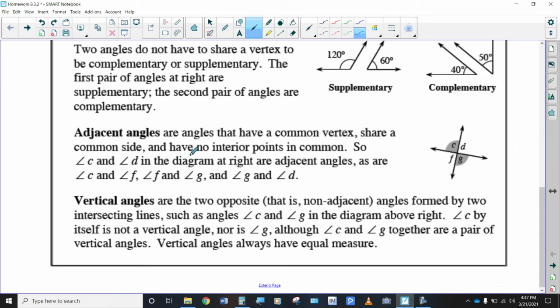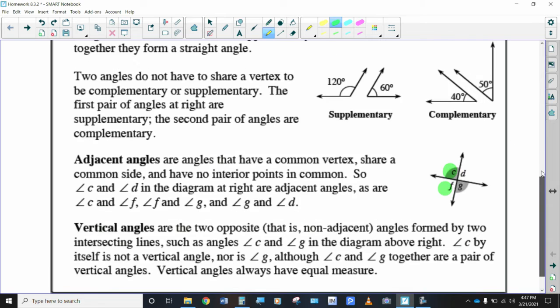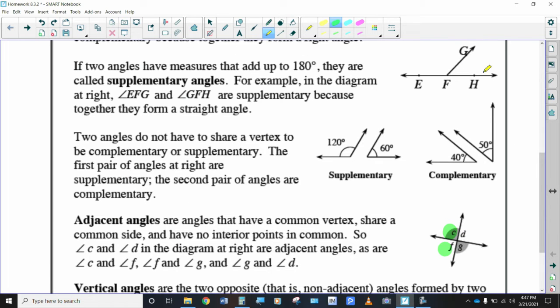Then when you've got 2 lines that intersect each other, you've got adjacent angles. Those are the angles that are right next door to each other, right? Those 2 are adjacent to each other. These 2 are adjacent to each other. These 2 are adjacent to each other, and these 2 are adjacent to each other. And it just so happens that when you've got 2 lines intersecting each other, any 2 angles that are adjacent to each other are also going to be supplementary angles, right? Because they form that straight line.